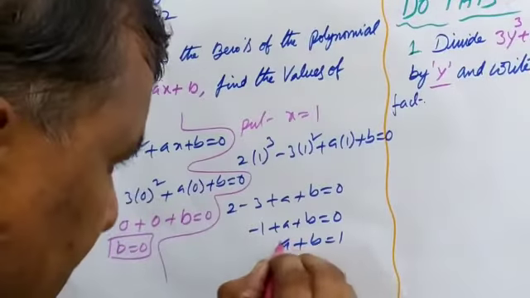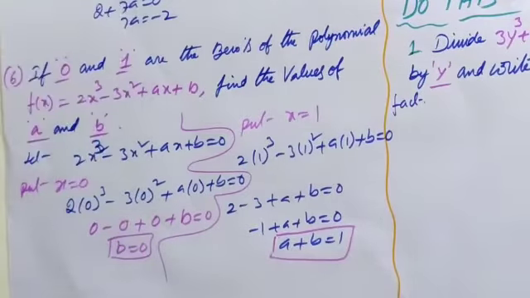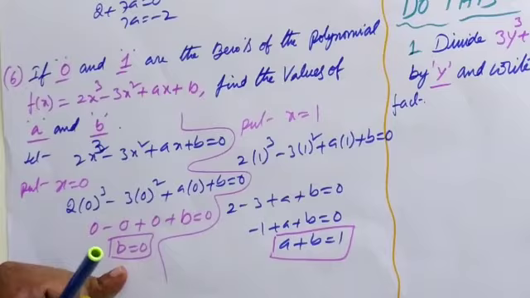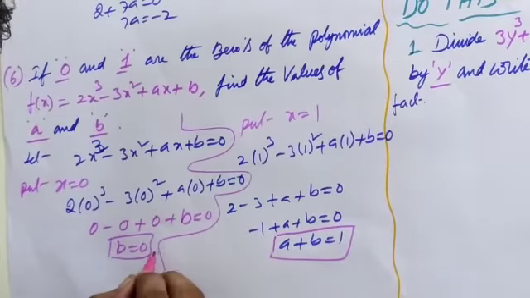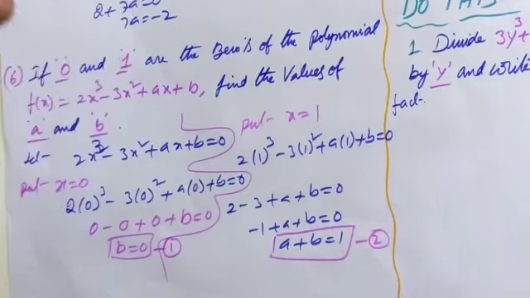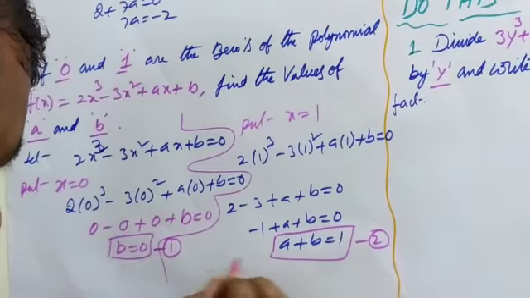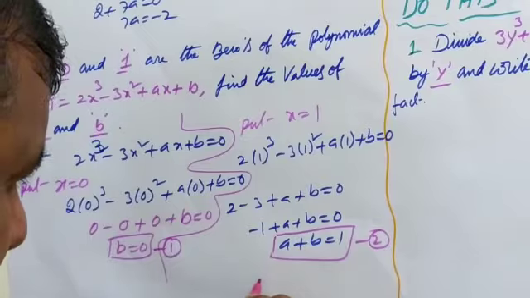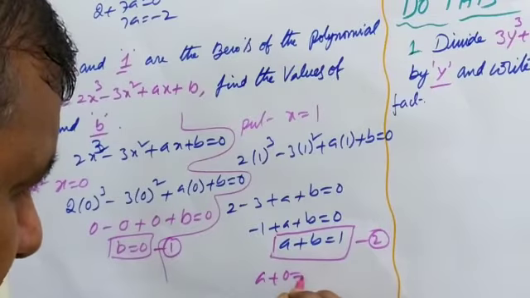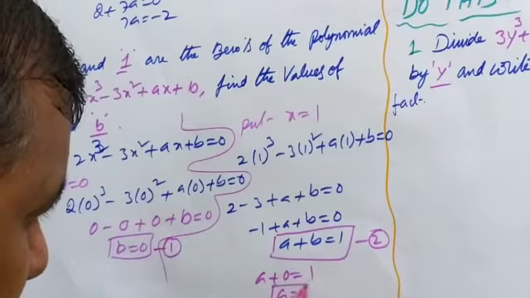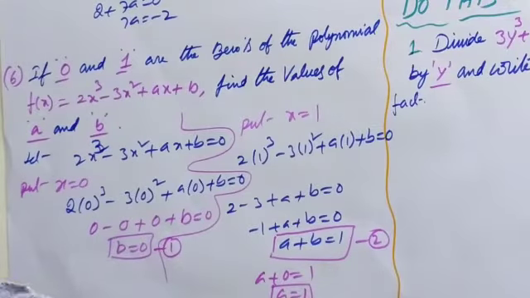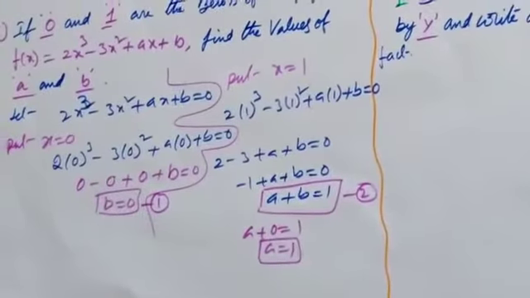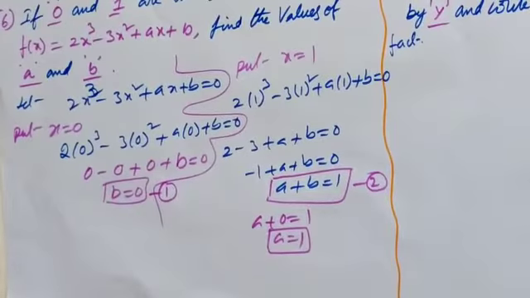Put x is equal to 1, then the result is a plus b is equal to 1. Already, putting x is equal to 0, the value is b is equal to 0. Substituting b in equation 1. This is equation 1, this is equation 2. From 1, b is equal to 0, therefore a plus 0 is equal to 1. Therefore a is equal to 1. So b is equal to 0, a is equal to 1.